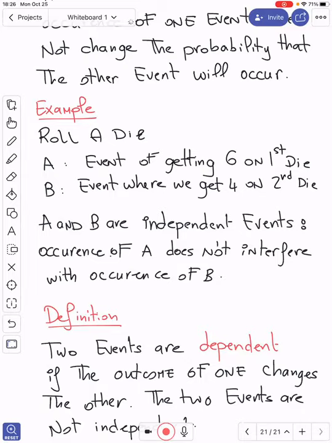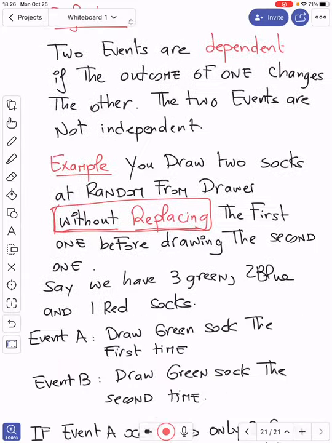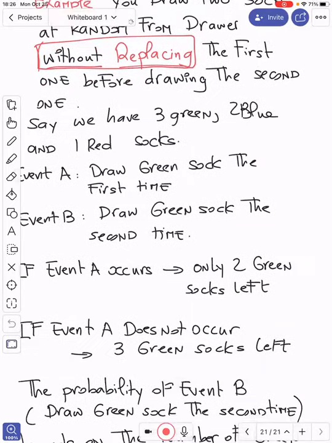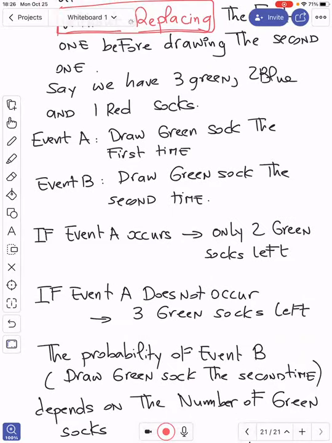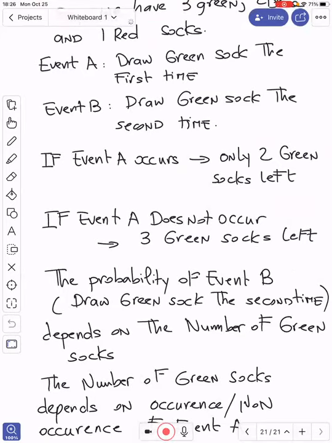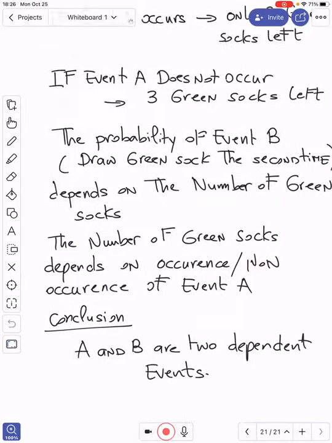But here, when you draw socks, green or red or blue or whatever, the number of green socks in the drawer is going to depend on whether you drew a green sock the first time or not. So, yeah.